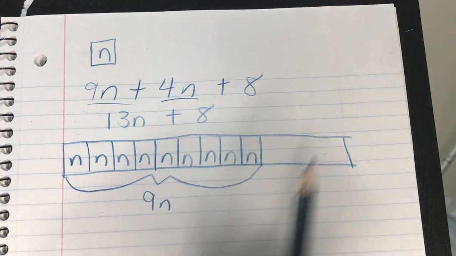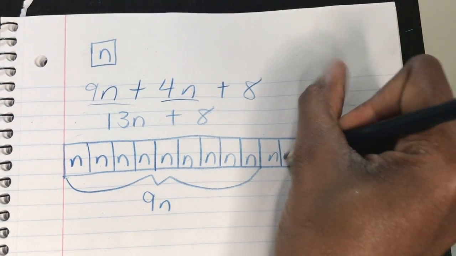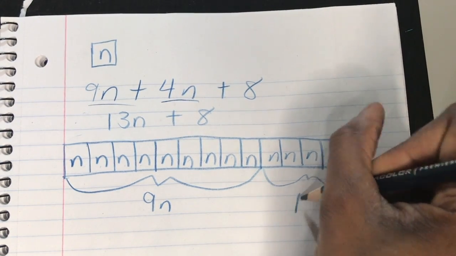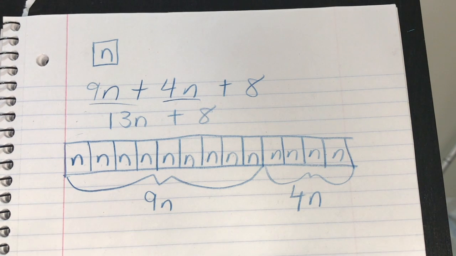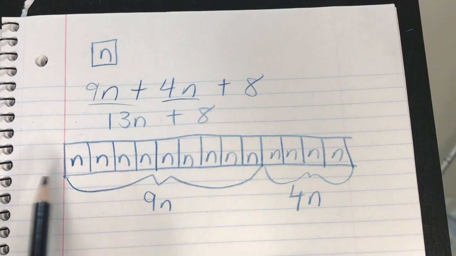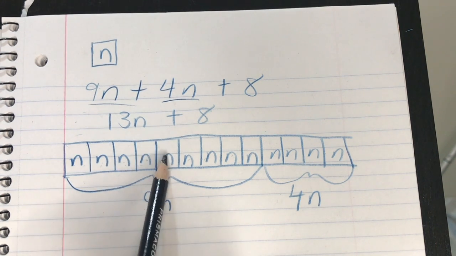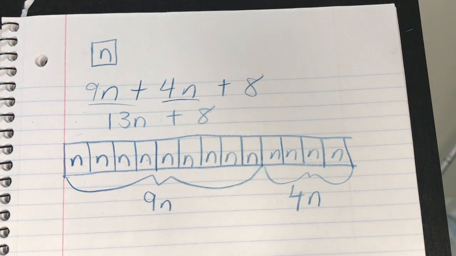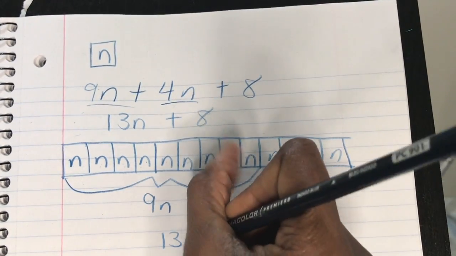Okay, so 9N plus 4N. So 1, 2, 3, 4. 1, 2, 3, 4. This here is 4N. Then to check your answer, you know 9 and 4 is 13. But if you wanted to know how many N's do I have, you just count them. 1, 2, 3, 4, 5, 6, 7, 8, 9, 10, 11, 12, 13. So 13 N's. So that's how you combine your like terms.